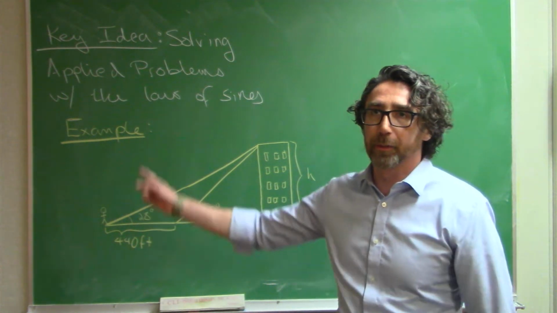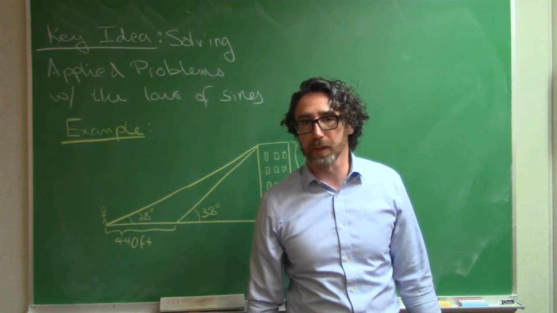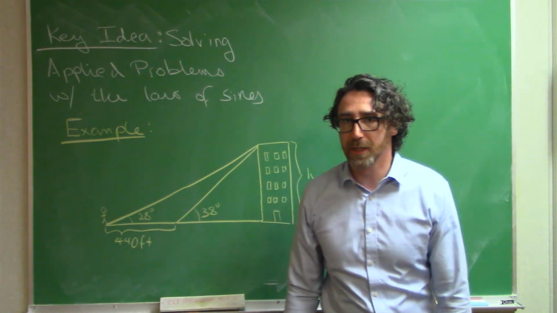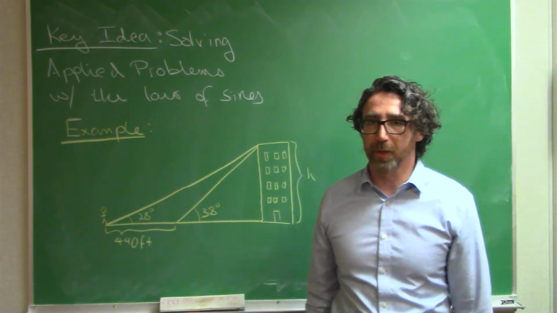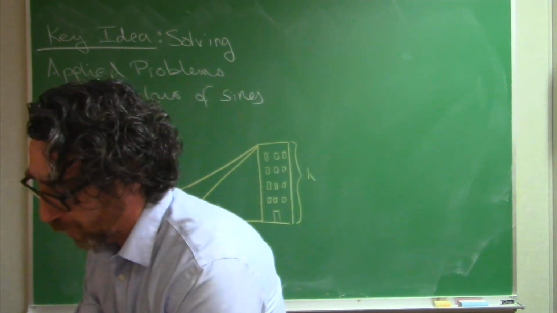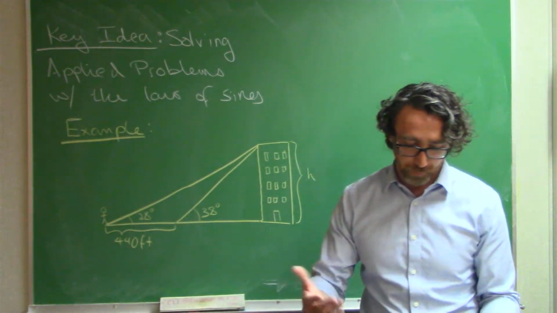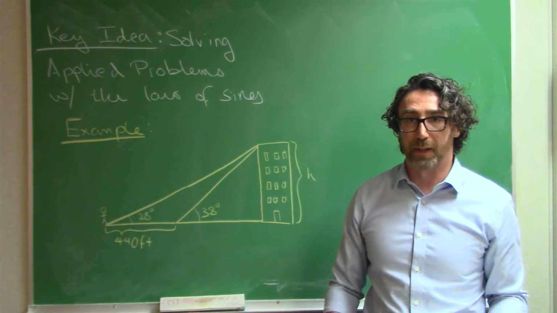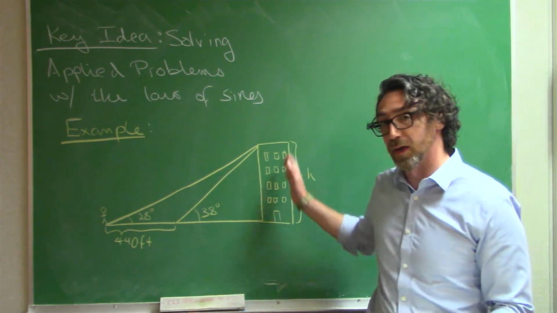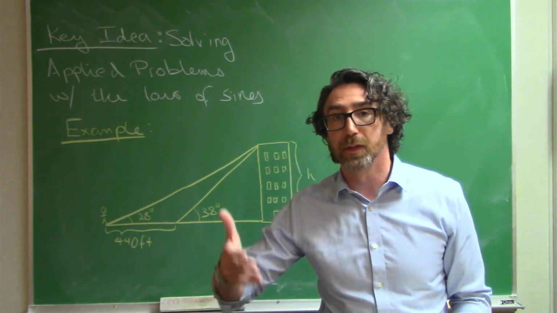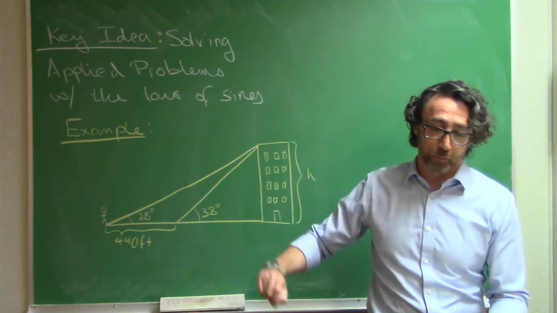In this video, we are going to continue our work with the law of sines, and we're going to solve some applied problems. So I took a problem out of our textbook here, and it's about angle of elevation and finding the height of a building. So we're dealing with indirect measurement by modeling with some triangles here.